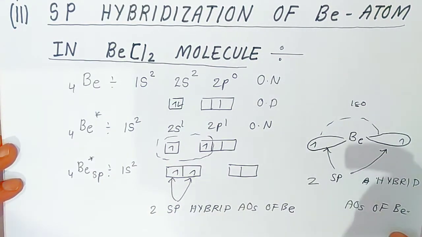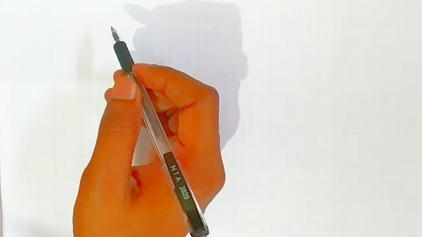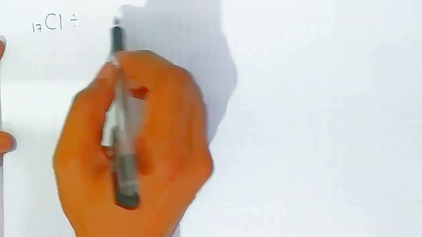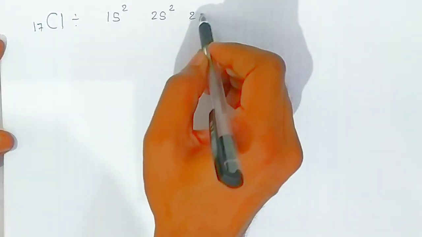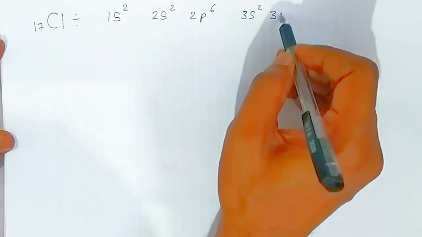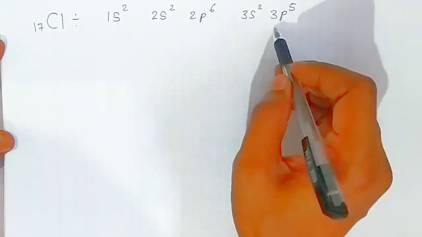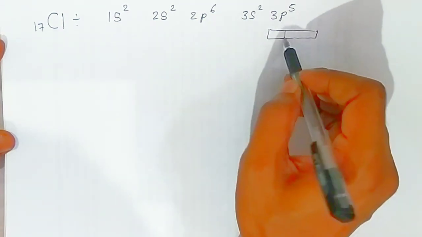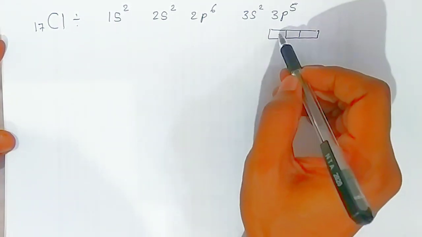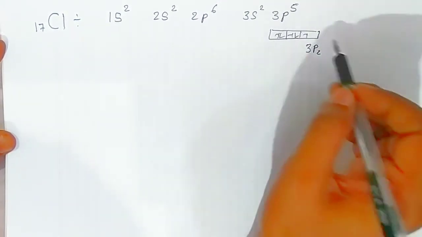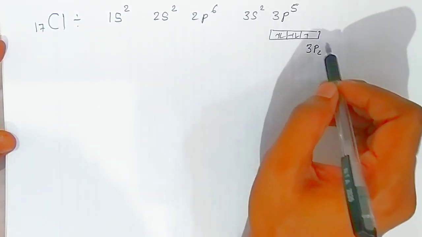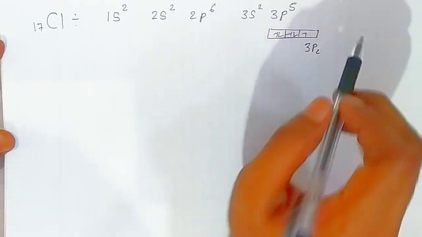Okay students, what about chlorine? When 2 chlorine atoms approach these beryllium hybrid atomic orbitals, before that you should know the atomic number of chlorine. The atomic number of chlorine is 17. How are these 17 electrons distributed? 1s2, 2s2, 2p6, 3s2 and 3p5. So students, here 3p has only 5 electrons because a p orbital can hold a maximum of 6 electrons. So you can distribute the 5 electrons like this. So the 3pz orbital has 1 unpaired electron. So this 3pz orbital will overlap with the beryllium atom.